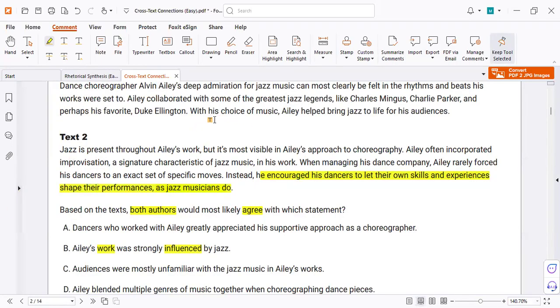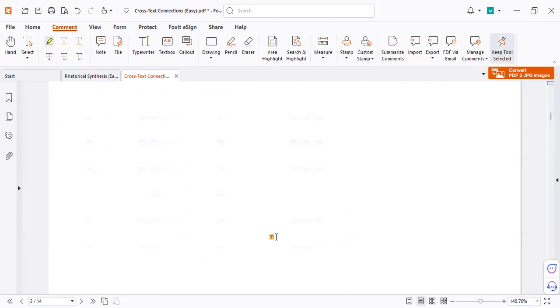Here again, with his choice of music, Ali helped bring jazz to life. That means he was influenced. So both of them agree. So letter B is correct. Okay, right? Come on.